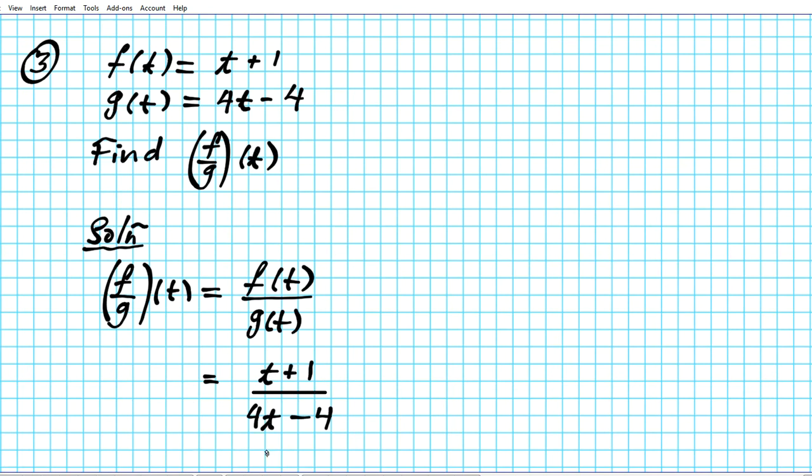So what does that mean? It means that this is the simplest form since there's no factors to be taken out. So that basically is our final answer, f over g of t. Alright, let's go ahead and take a look at the next question.